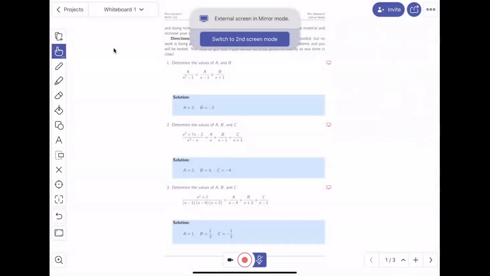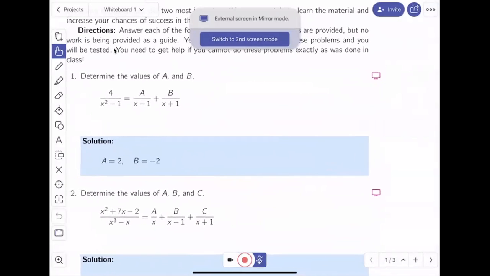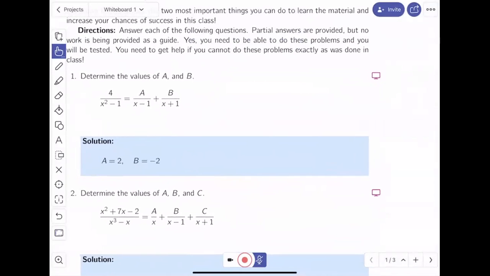Okay, there it is. So what we're going to do is just talk about how we want you to do these particular problems. This may vary from teacher to teacher, but for the most part, this technique does work. There are some subtleties to it, though, that we have not discussed. So what are we doing over here? Number one, they're asking us to determine the values of A and B that would make this a true statement.